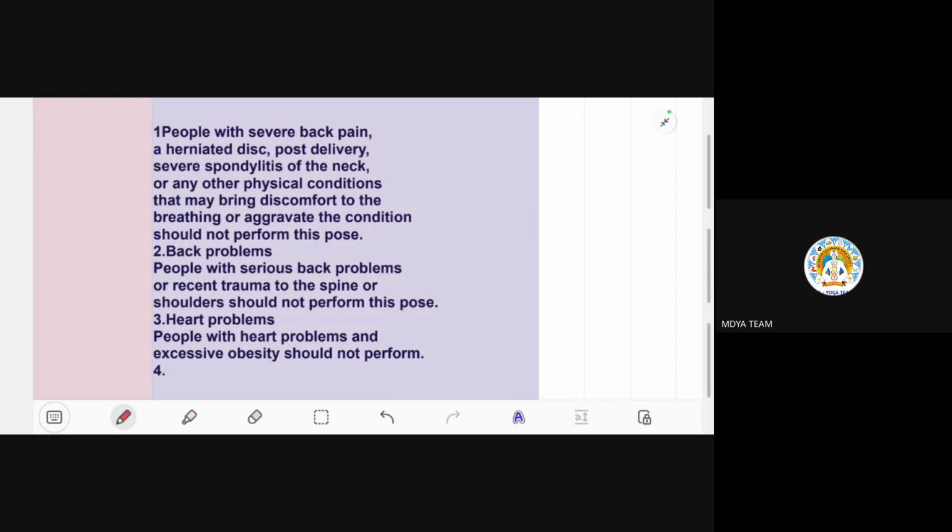People suffering with severe back pain, herniated disc, post-delivery, severe spondylitis in the neck, or other physical conditions should not do this, because it may give discomfort or aggravate the condition. People with a recent trauma of the spine or shoulder, heart problems, and excessive obesity should not perform this asana.